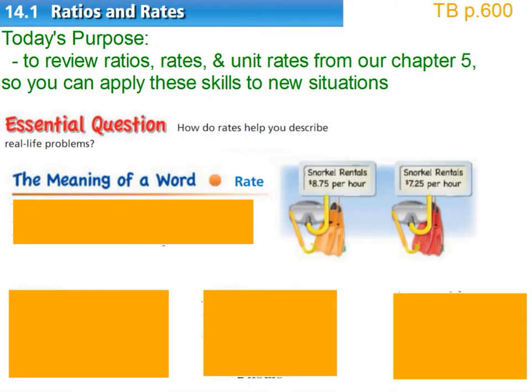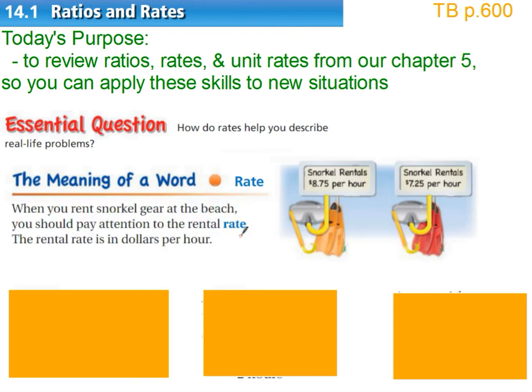Okay, our purpose today is to simply review ratios, rates, and unit rates from Chapter 5 so that we can apply these skills to new situations. Okay, meaning of a word rate. Here's an example. When you rent snorkel gear at the beach, you should pay attention to the rental rate. In this example, the rental rate is in dollars per hour. So since both of these rentals are per hour, it's very simple to look at the two and know which one is the better deal.